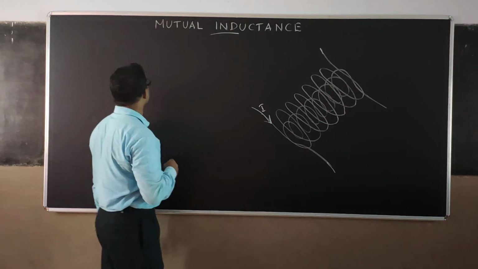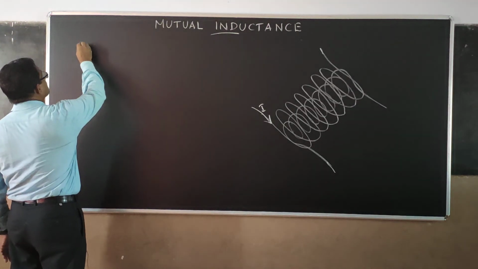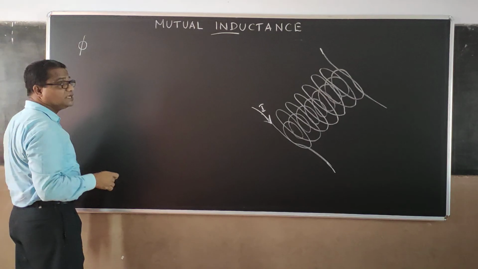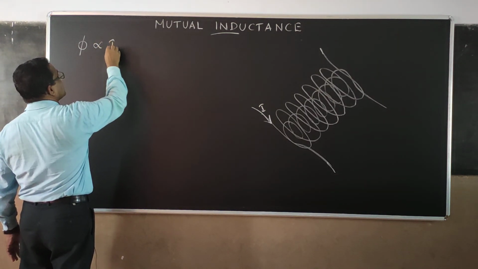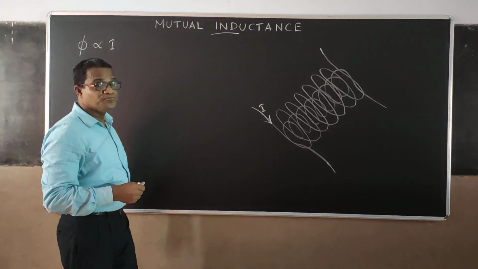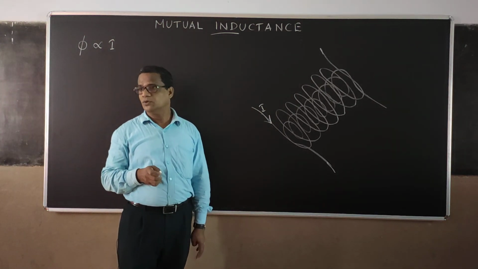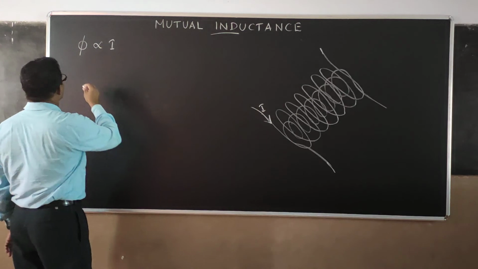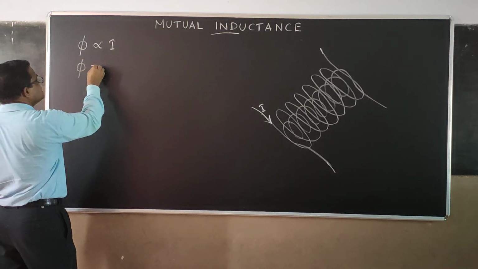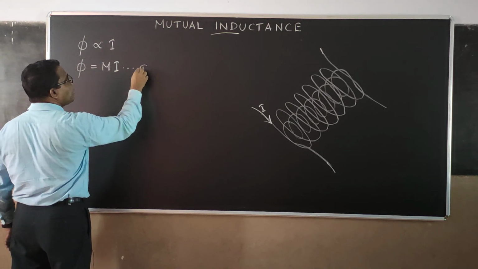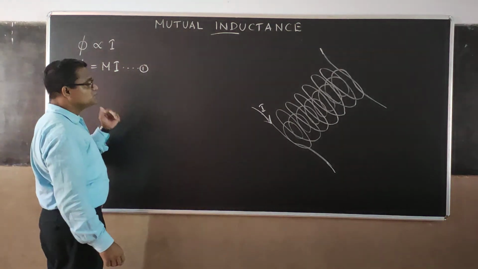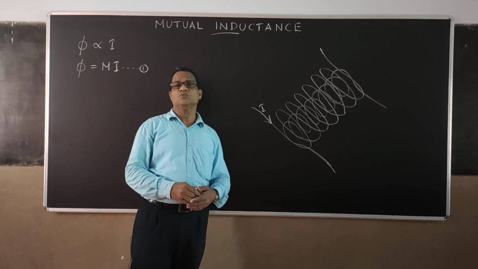Now let us consider the flux phi linked with the inner coil will be directly proportional to the current I flowing through the outer coil. Then flux phi is equal to M into I. Equation 1. M is the mutual inductance, that is what we want to find.